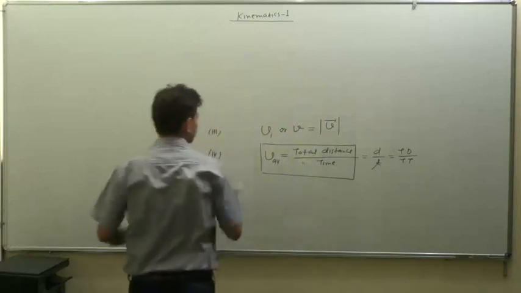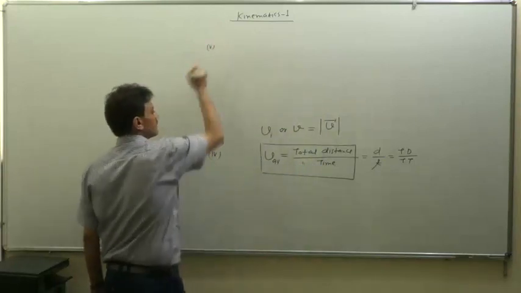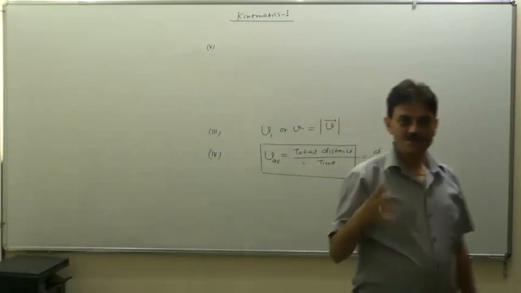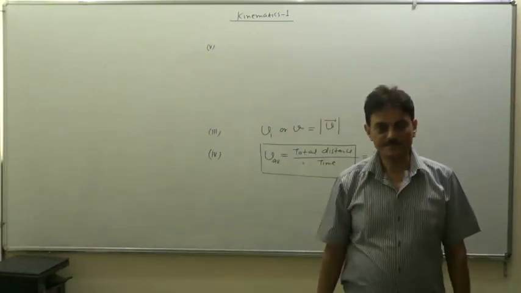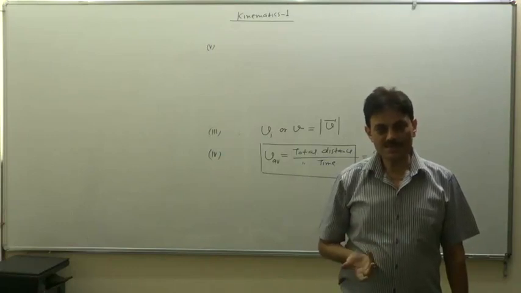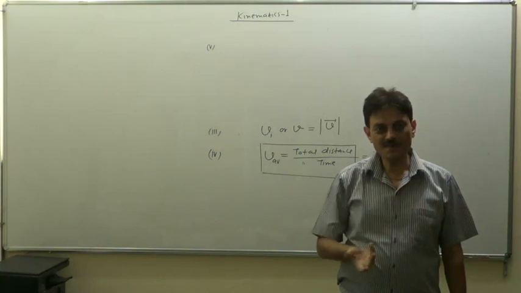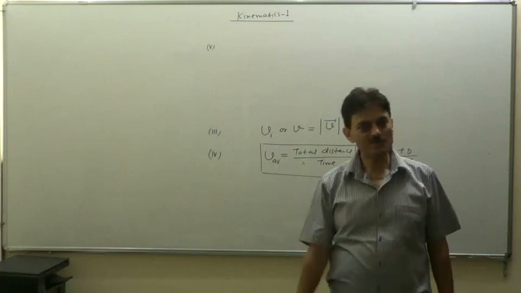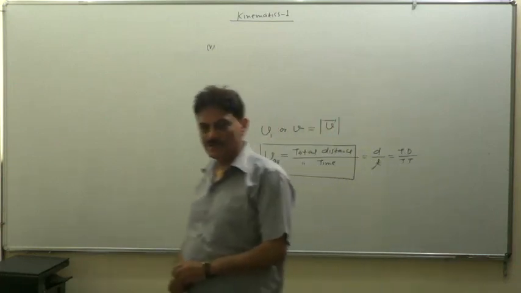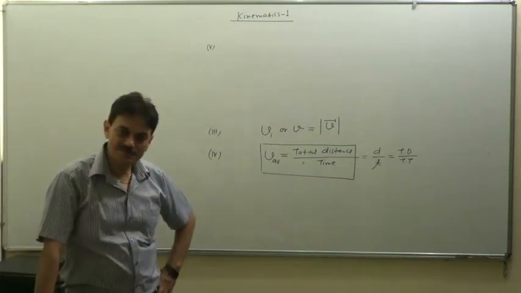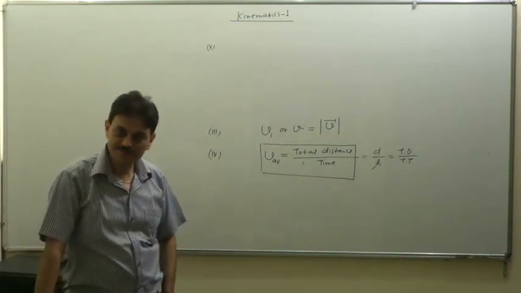Now fifth point. If a particle is moving with constant speed, then its average speed is equal to that constant speed. Right? Suppose a particle is moving with constant speed of 4 meter per second. It means its average speed is also 4 meter per second at any interval of time.